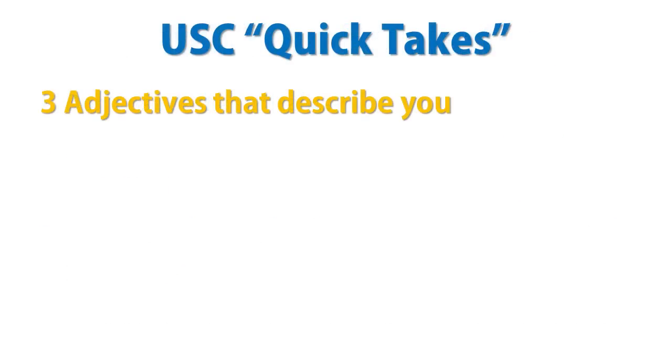Now, this is something specific to the University of Southern California, USC's application. They have a section called Quick Takes, and in it you're supposed to respond to a few different questions, probably 7 or 8 questions, with a one-word response or a one-sentence response. Now, the first question, they ask you for 3 adjectives that describe you. So you want to be a bit creative in this section. A lot of students of mine will say fun, interesting, athletic. Now, that across the board describes a lot of high school students.